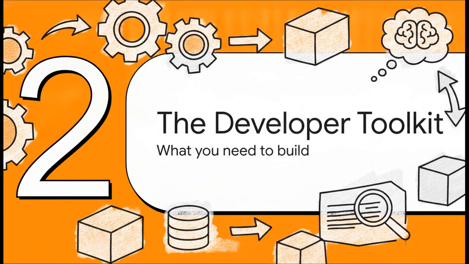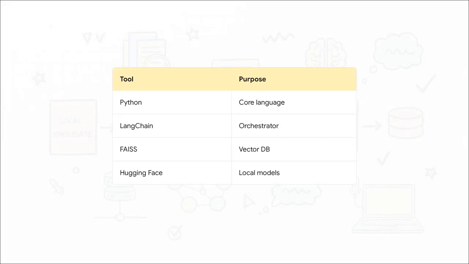Moving right along to part 2, the developer toolkit. Let's look at the exact stack you need to pull this off. So our local stack is actually really specific. Python is obviously our foundation. LangChain is the orchestrator tying it all together. For the vector database, we're using FAISS. That's Facebook AI Similarity Search, which is just stupidly fast. And we're grabbing our embedding and generation models straight from Hugging Face. The best part? Everything runs locally. Literally 0 data leaves your machine.